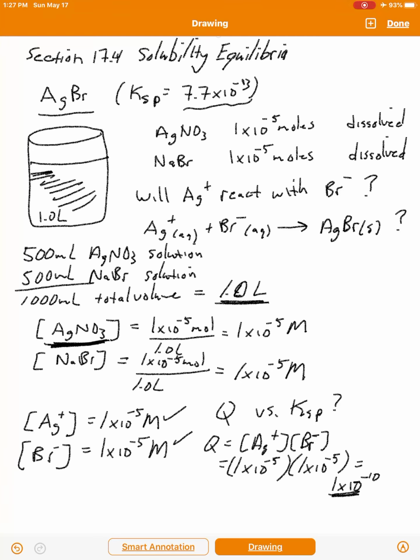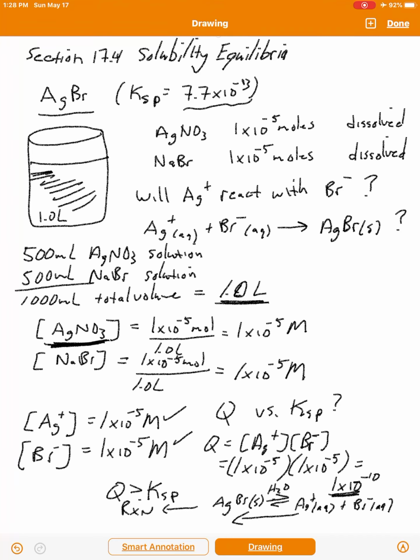So now we would say that Q is greater than KSP. So that means the reaction goes back towards the silver bromide. Here's our chemical equilibrium for solubility. AgBr dissolves in water to form Ag+ and Br-, right? KSP is based on this equation. So if Q is greater than K, that means the reaction goes this way. But look at what happens when it goes that way. What it tells us is the silver ions that are dissolved in here and the bromide ions that are dissolved in here are going to react, going to the left to form AgBr. So we'll see precipitation occur.